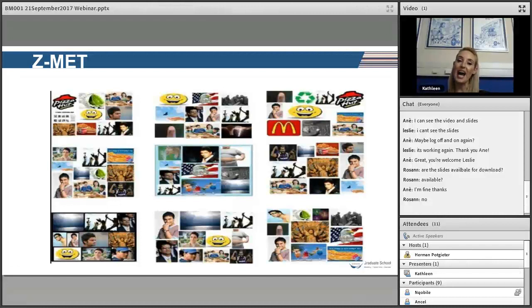So up on the screen now you have an example of a series of 9 collages that were put together in research. The topic was Coca-Cola, and respondents were asked to compile a selection of images which they felt represented Coca-Cola. As you can see, almost all of them have a smiley face, so we can then conclude that customers view Coke as being a happy product.